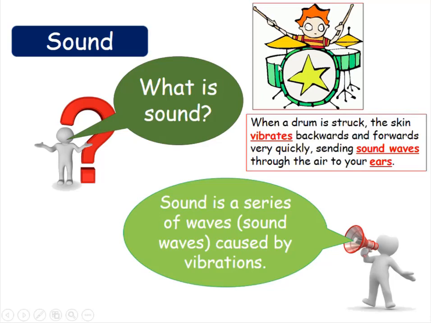You may get enough of an idea by an example: when a drum is struck, the surface of the drum vibrates backwards and forwards very quickly. So we finally get sound waves that propagate through the air and are heard by a listener, by ears. Okay, so this is an example of how sound is generated.